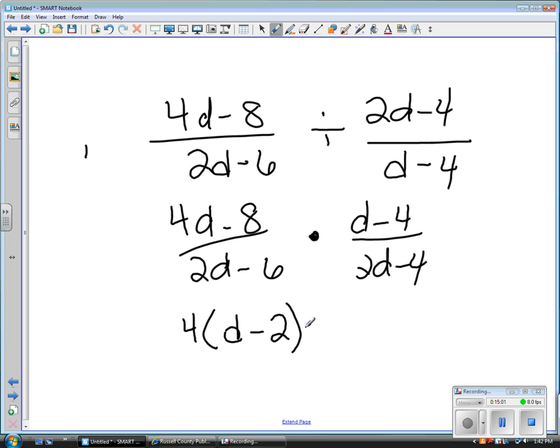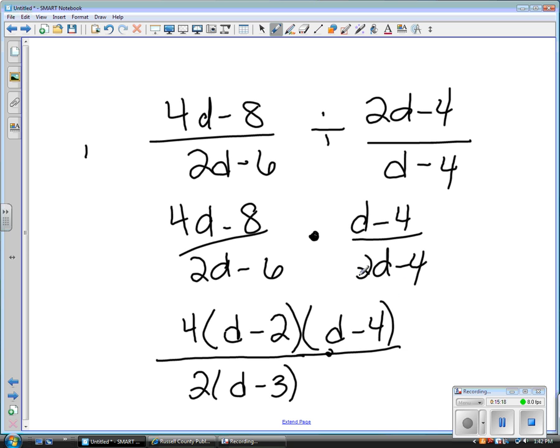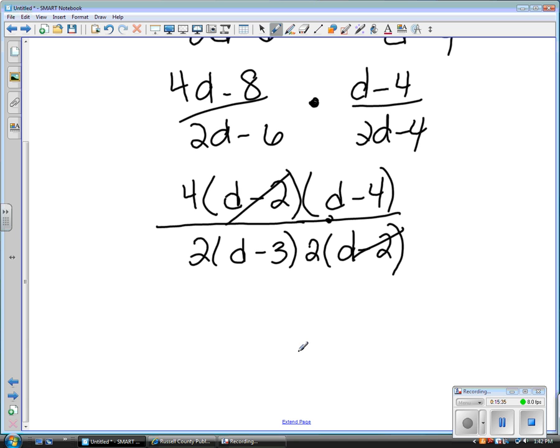Would that be right? Okay, anything on the bottom I can factor out, Elijah? 2, so what's 2 times what? D minus 3 times, or I could have actually just put them together right here too. D minus 4, they don't have anything there. Anything here in common? 2, so I can do that as a 2 times D minus 2. Now, do you see anything they share in common? D minus 2's. Anything else?